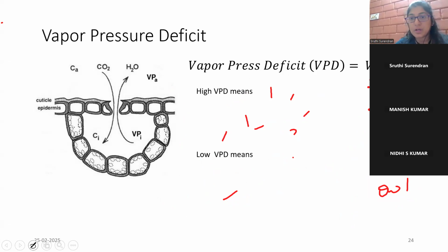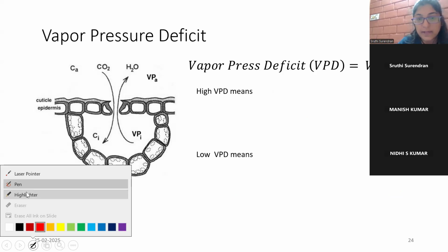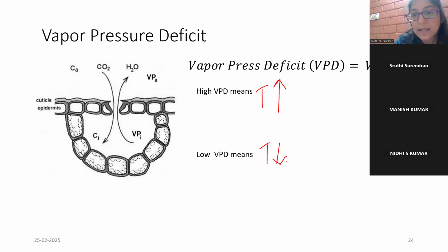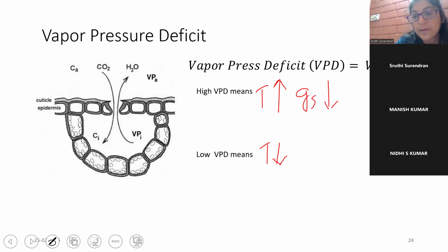So from this vapor pressure deficit, we can say that at high VPD, the transpiration is going to increase. T will be high, and at low VPD, T will be low. At high VPD, Gs will be low, and at low VPD, Gs will be high.